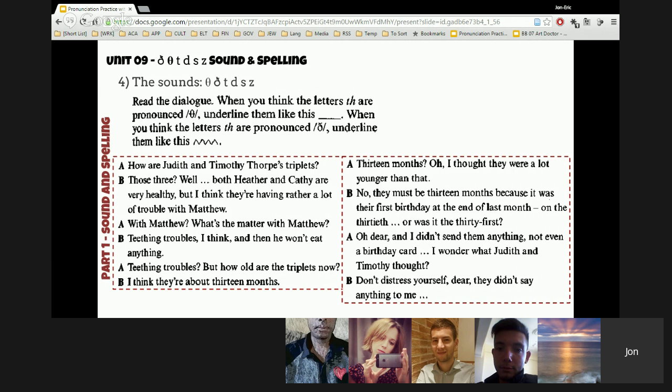Person A says, How are Judith and Timothy Thorpe's triplets? Person B says, those three? Well, both Heather and Kathy are very healthy, but I think they're having a rather a lot of trouble with Matthew. With Matthew? What's the matter with Matthew? Teething troubles, I think, and he won't eat anything.